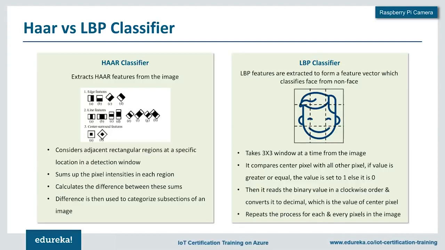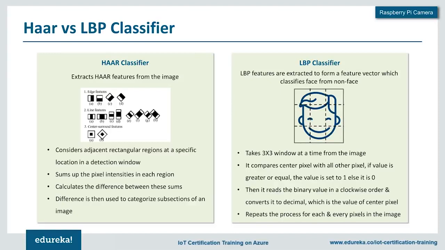What it does is consider the adjacent pixels in the region where the face is detected, and then sum up the intensity of the pixels in each of these regions. Once that's done, it calculates the difference between these sums, and then uses them to differentiate between the section and the subsection of the images.